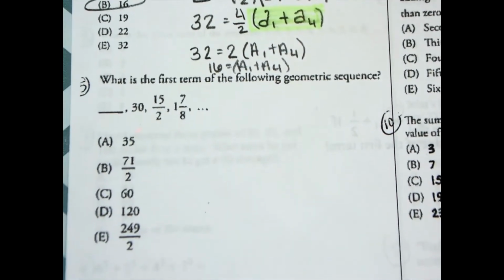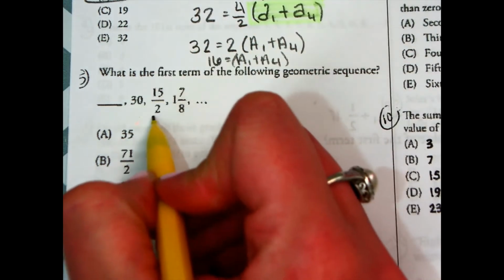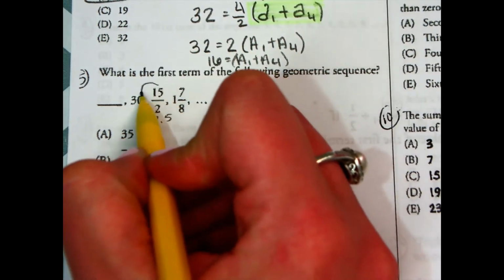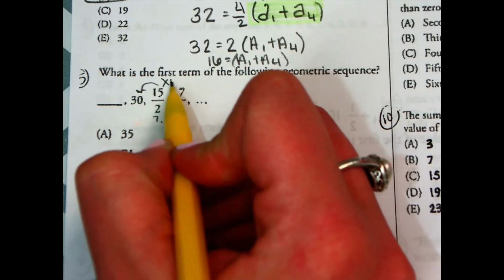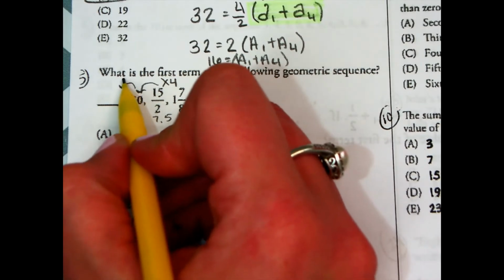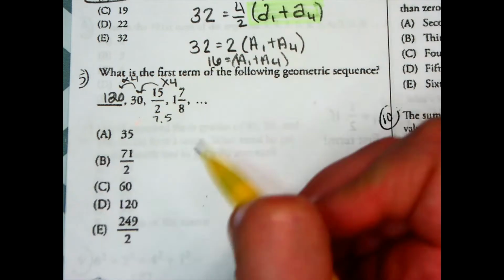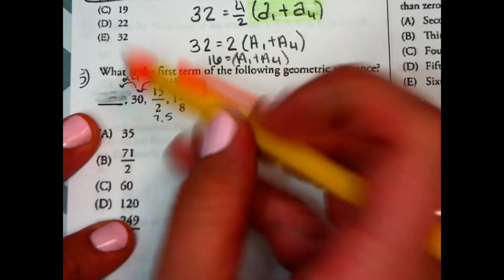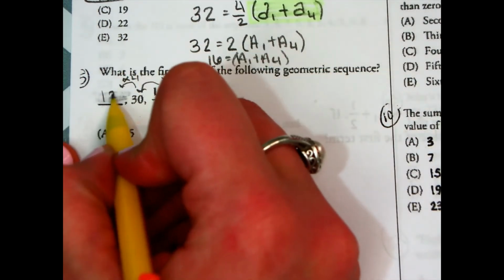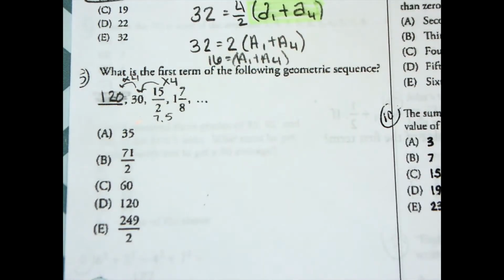All right. What is the first term in the geometric sequence? Well, to kind of work our way backwards, to get from 7.5, which is here, up to 30, you multiply by 4. That's it. So to continue the pattern, if I multiply 4 times 30 is 120. So you just have to find the pattern. You just have to be good with multiplication skills.